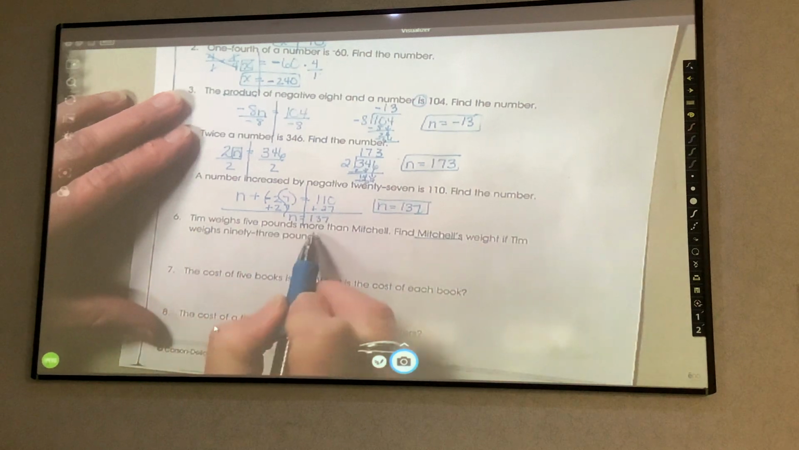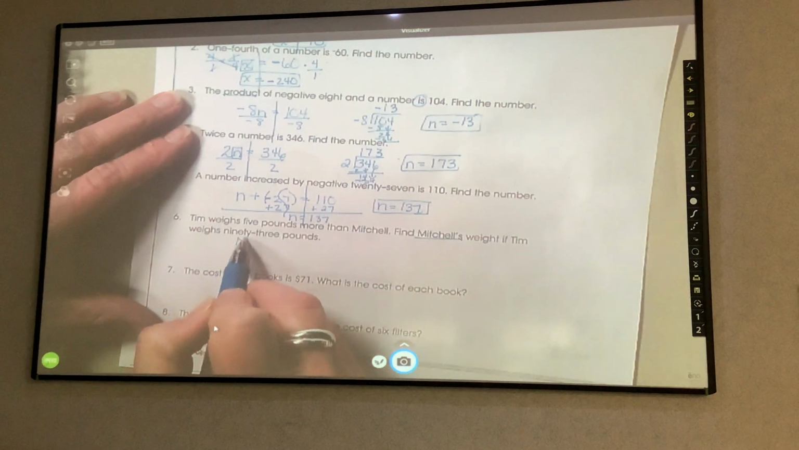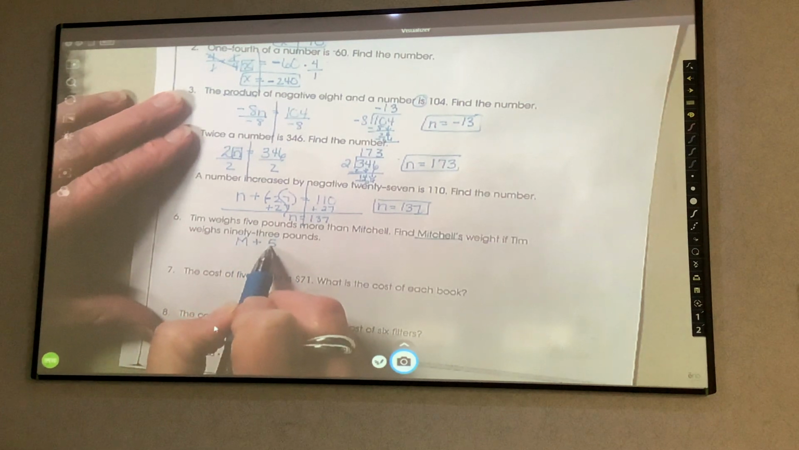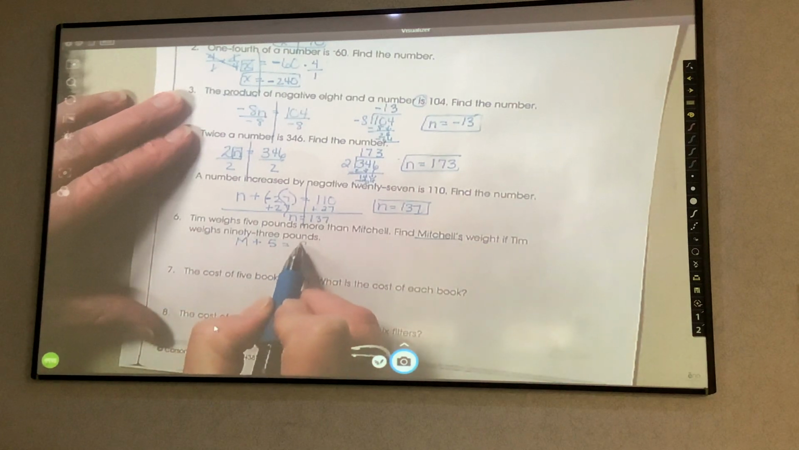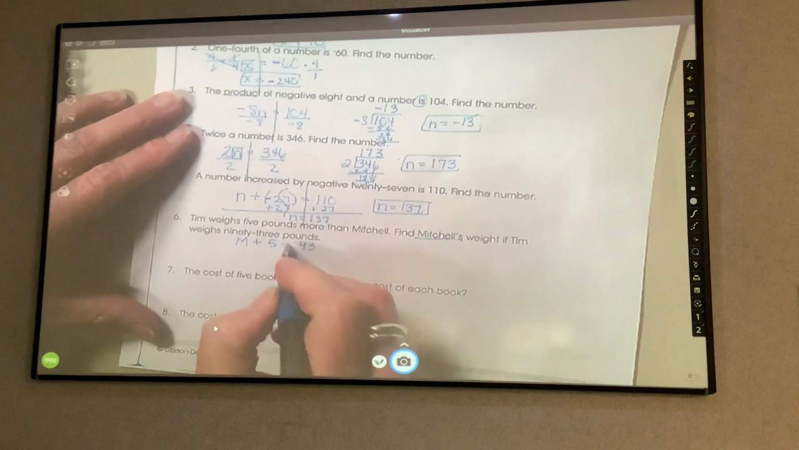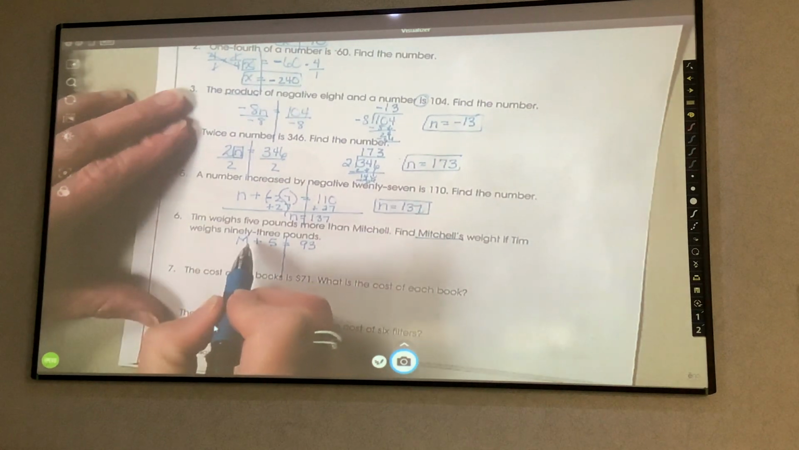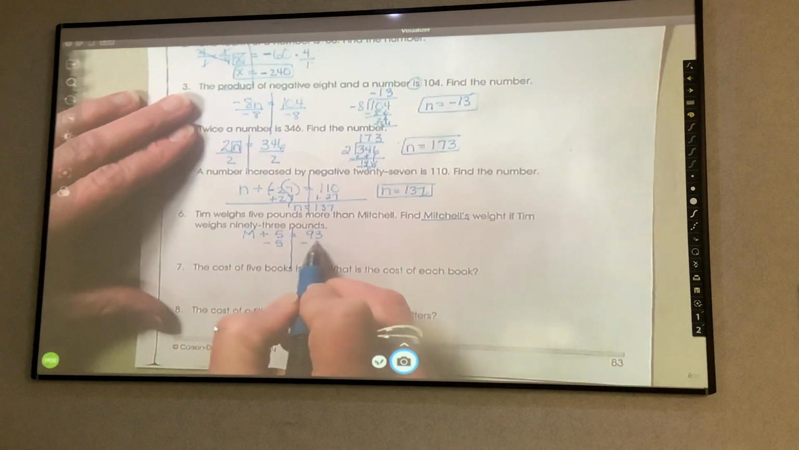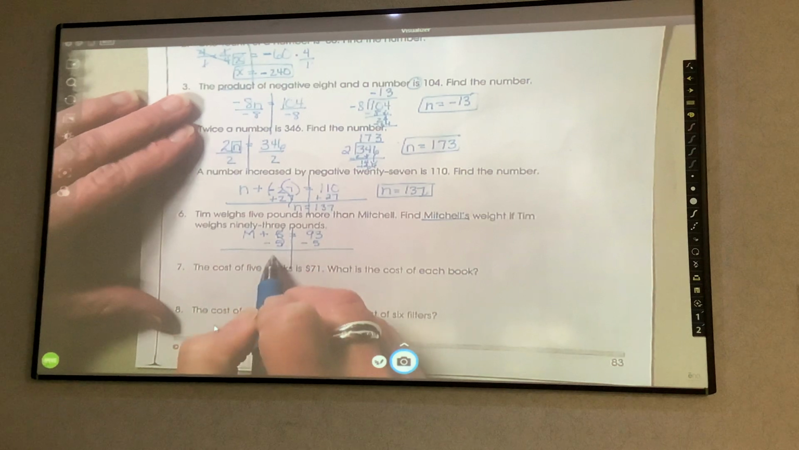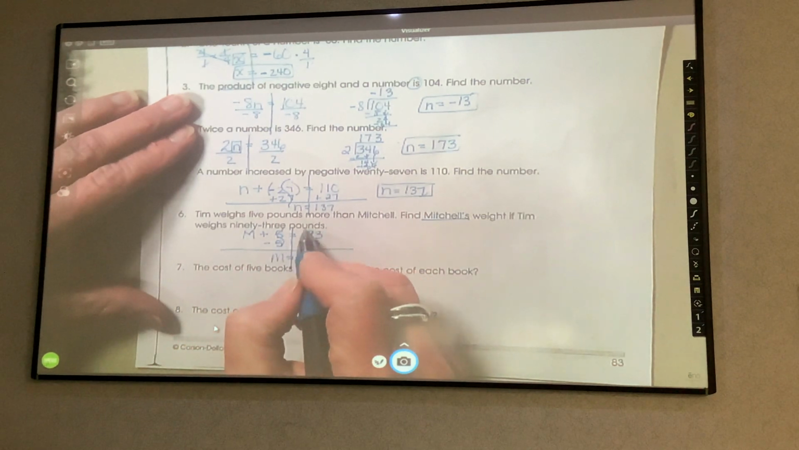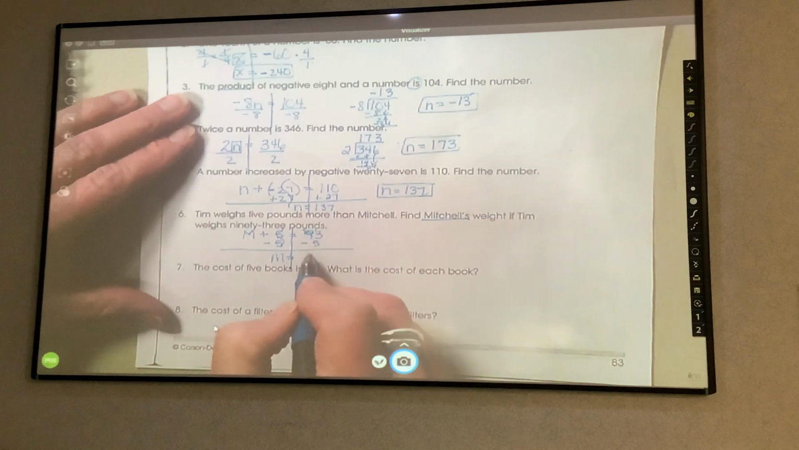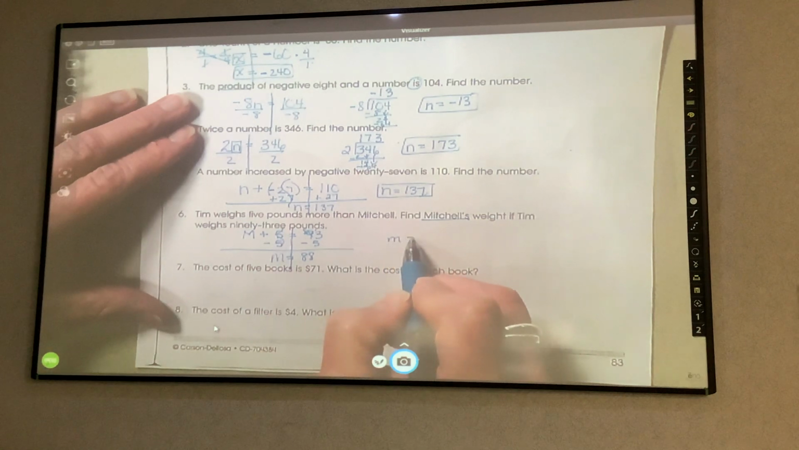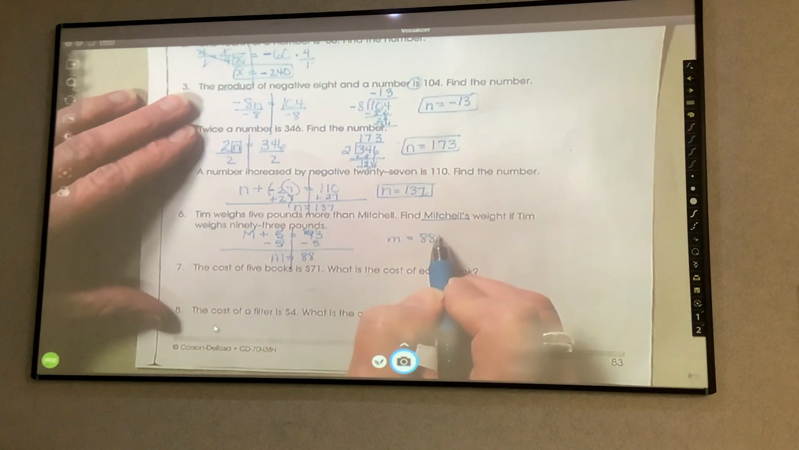But it says Tim weighs 5 pounds more than Mitchell. So it'd be Mitchell plus 5 is Tim, and Tim weighs 93 pounds. So then you'll solve it from that. And you can have any letter for Mitchell if you want. I just put Mitchell because that's what we're solving for. So I'm going to subtract 5 from both sides. $88 is your answer. So Mitchell weighs 88 pounds.